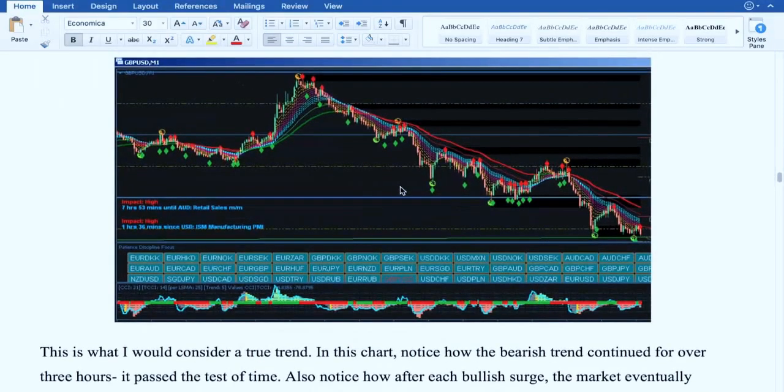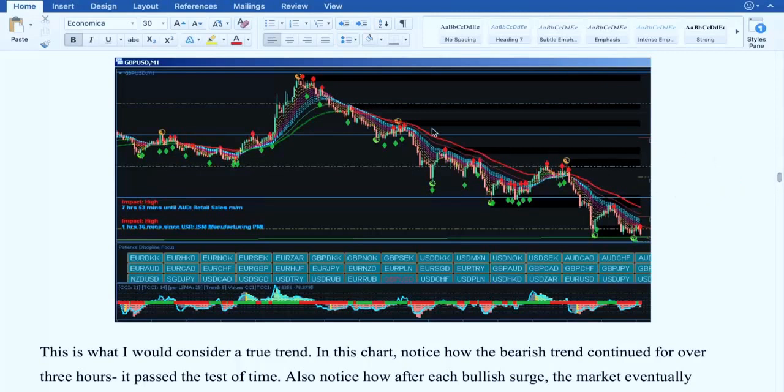I'm trying to zoom in here to make it clear for y'all. But see how there's not any real huge spikes on this chart here. The trend is bearish for like 3 hours. And notice how every time after the bulls stepped in, the market eventually corrected itself and continued being bearish. That is what I consider a strong trend.